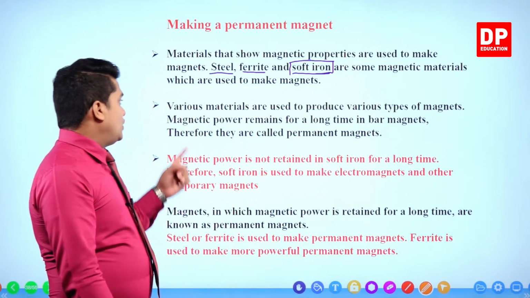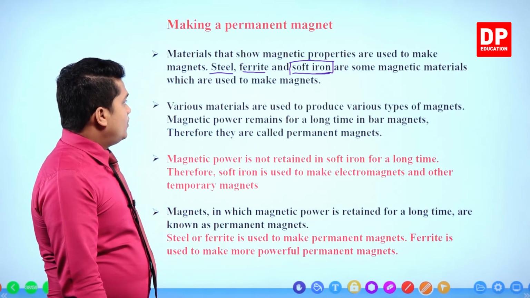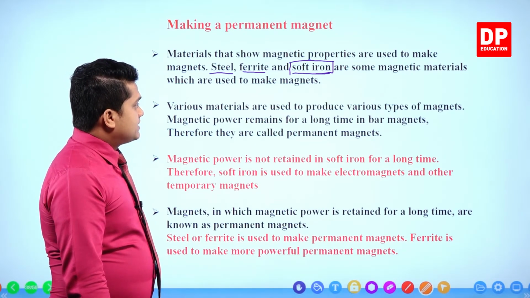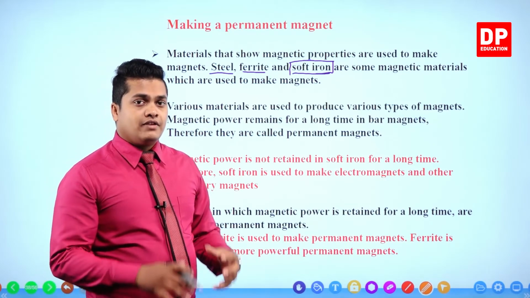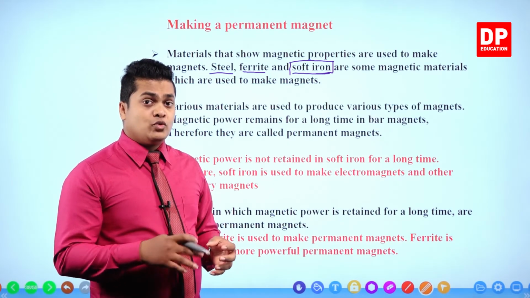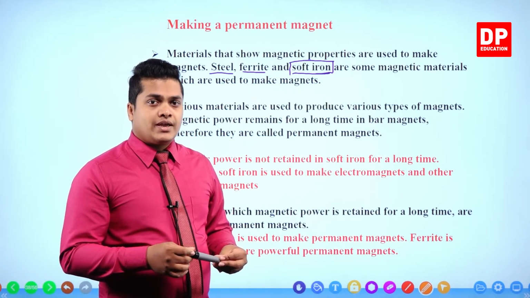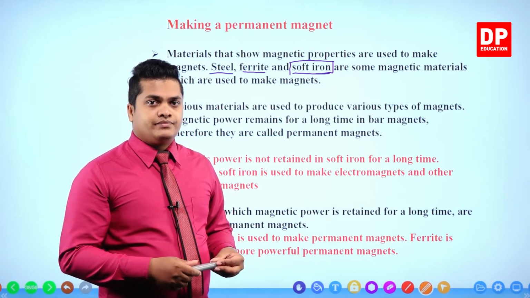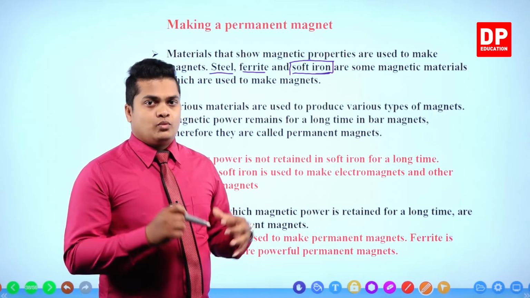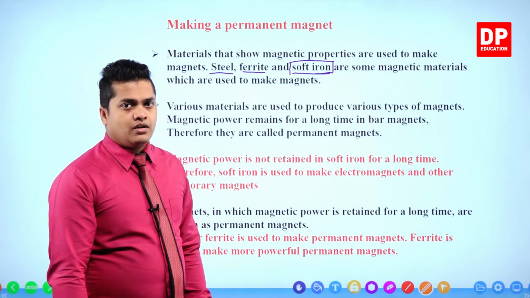Various materials are used to produce various types of magnets. There are various types of magnets. We can even use a metal called nickel. Nickel is also a type of metal that we can use to create a magnet. So we use different types of materials in making different types of magnets.